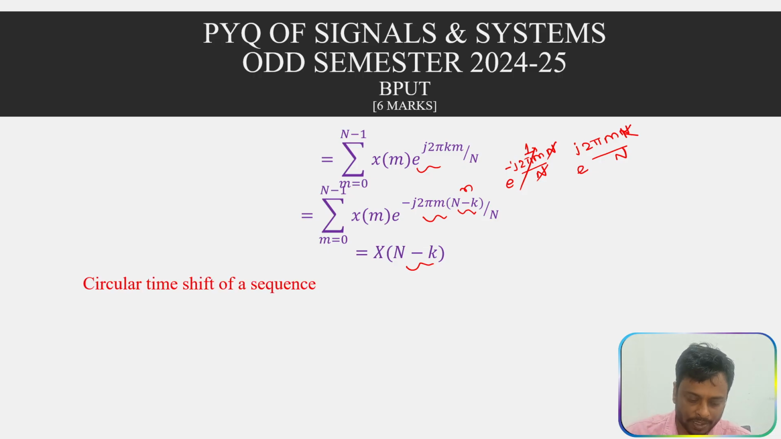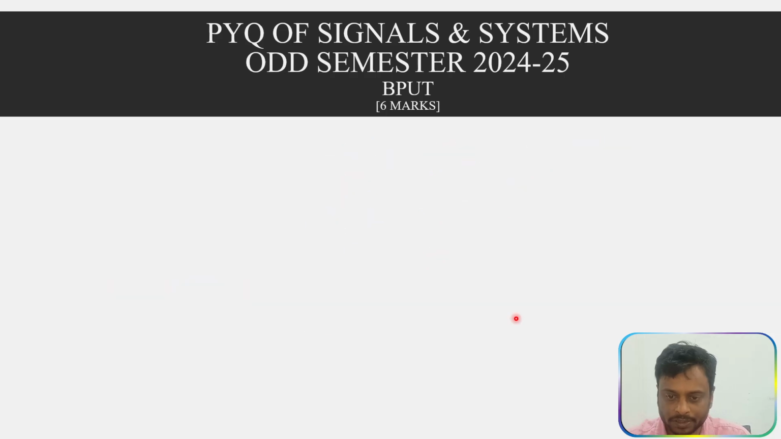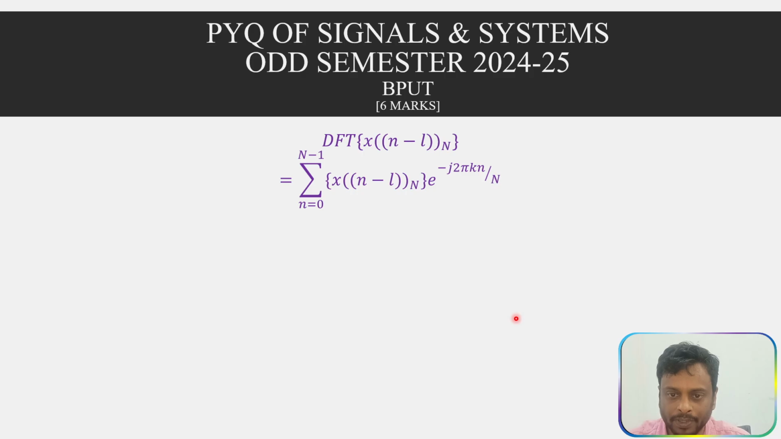Similarly, the fourth property is the circular time shift of a sequence. So if the DFT of x of n is x of k, then x of n minus l, which is time shifted by l units modulo N, will be x of k e to the minus j 2 pi k l divided by N. Let us prove this. So the N-point DFT of x of n minus l modulo N will be this one, which can be written as x of n minus l modulo N.